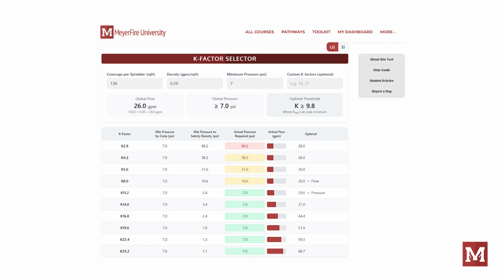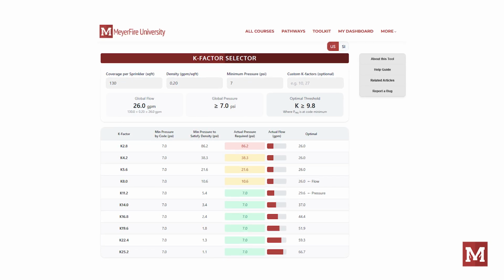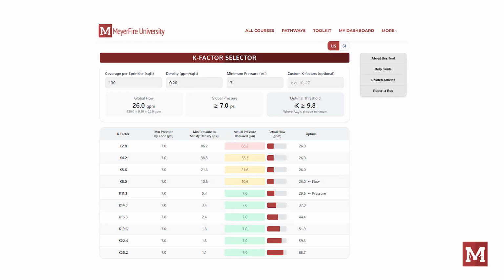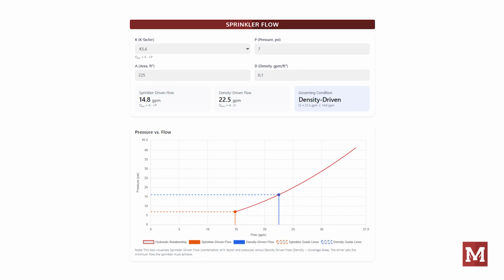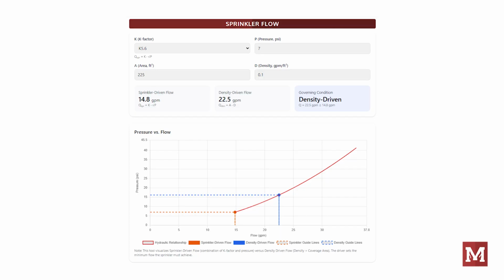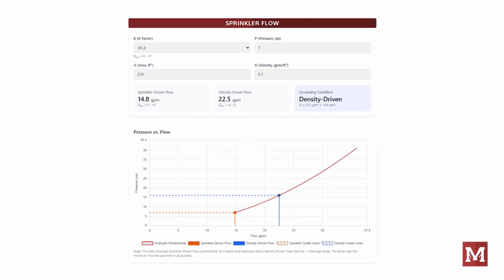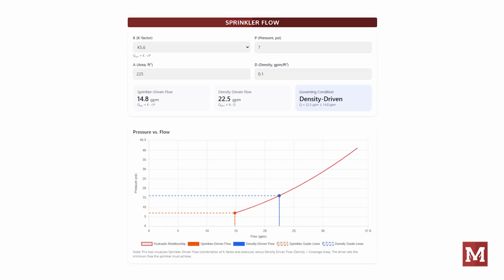So I tend to use this tool less than our K-factor selector, simply because I prefer the output format of that K-factor selector. It's a little bit easier to see results from a whole range of K-factors. But this tool highlights the relationship between K-factor, pressure, coverage area, and density. As a learning tool, it's somewhat helpful to see what's going on with our most demanding sprinkler. So I might personally experiment with this a few times to get a grasp on what's going on, understand the relationship, but then set this tool aside and use the K-factor selector more regularly.